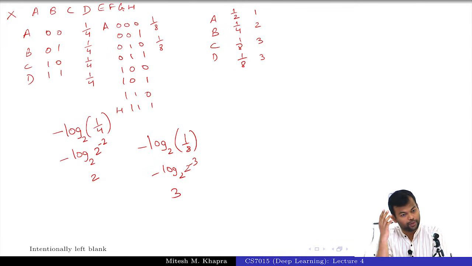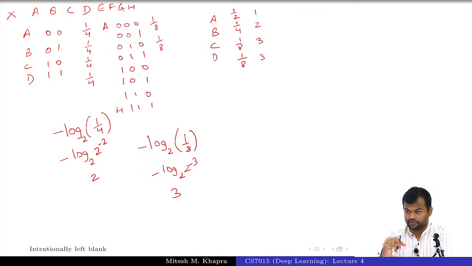So what am I doing here? I'm using a different number of bits depending on the probability of that event. Why does this make sense? Why is this a smart thing to do? If you're going to transmit something a lot of times, you better use fewer bits for that. And this is exactly what is happening here. A has the highest probability and you're using the lowest number of bits for that.